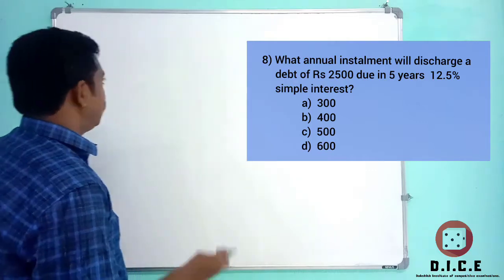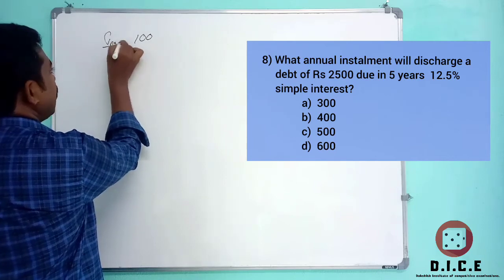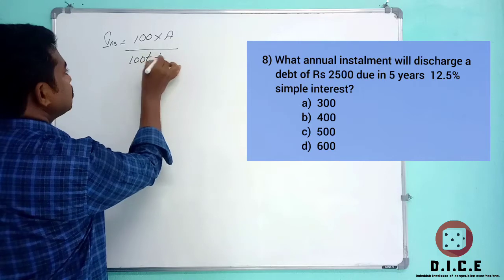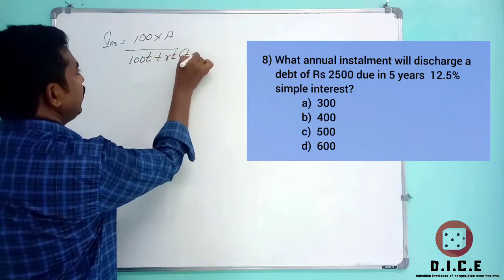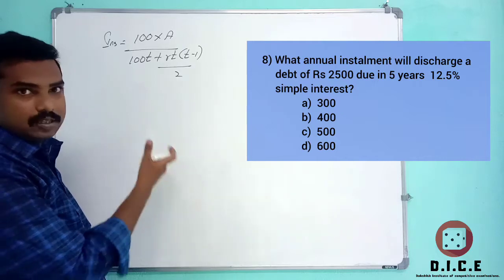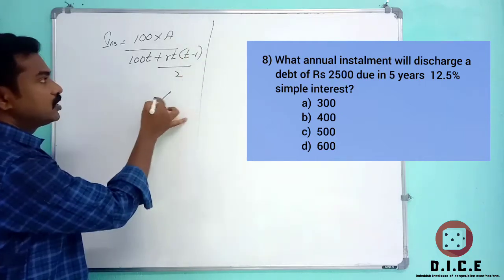So this is the question, installment question. It can be done from a formula: installment is 100 into amount by 100 of t plus rt of t minus 1 by 2. You can do this question with this formula by substituting all the values. It takes a lot of time. Do not follow this formula.